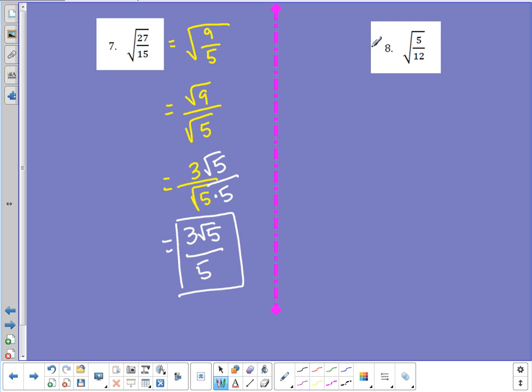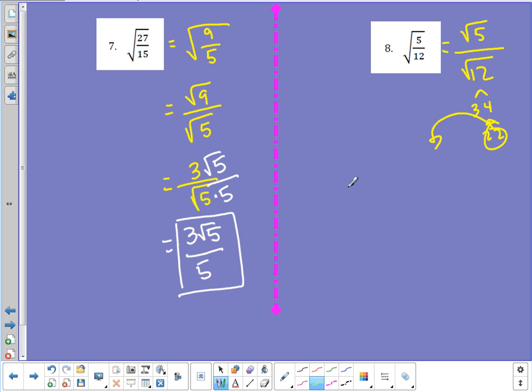Let's take a look at number 8. In number 8, I have the square root of 5 over 12. So I can split that into the square root of 5 divided by the square root of 12. Now, that 12 on the bottom actually has some radicals that I can take out of there. There's a couple ways you could think of this. I can split 12 into 3 times 4. And I can pull this 4, because it's a group of two 2's, I can pull that out front.